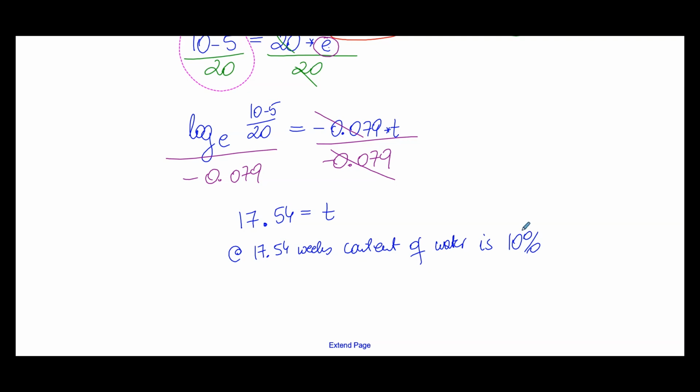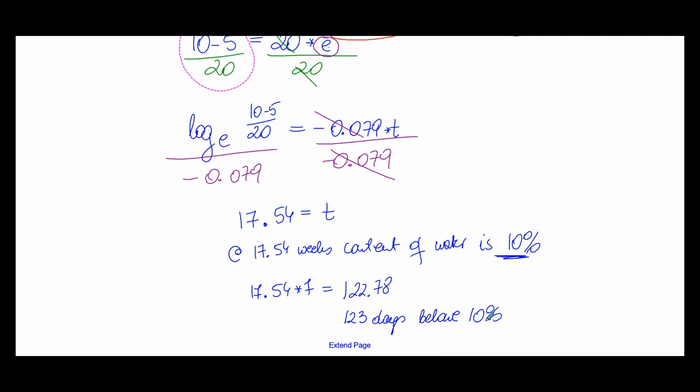So first of all, I need days, isn't it? Because the answer said at what days. So how do we change 17.54 weeks to days? Well, every week has 7 days. So we multiply that by 7. And we put that in the calculator. And we get 122.78. So at full day, 123 days, we're going to be below 10%, isn't it? Because at that point, exactly, we're going to hit 10, because that was our calculation, and anything more than that, we're going to be going below.